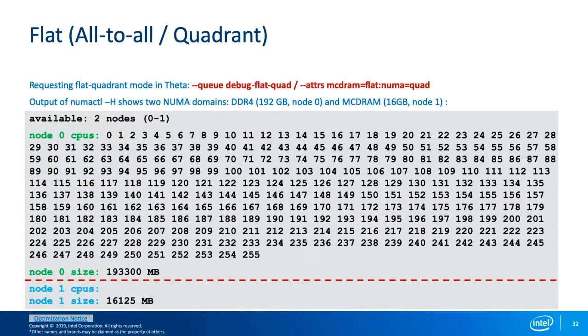Now, if you move to flat space, where you can directly address different things, in the simplest case, which is a flat all-to-all or flat quadrant, you're going to see 2 different NUMA nodes. NUMA node 0 will be your DDR4 with 192 gigabytes, and NUMA node 1 is going to be MCDRAM with 16 gigabytes available. You can see there are no CPUs assigned to node 1. You would always see this with numactl -H. They're going to be the same CPUs that are assigned to node 0. So any of the logical threads has access to both node 0 and node 1.